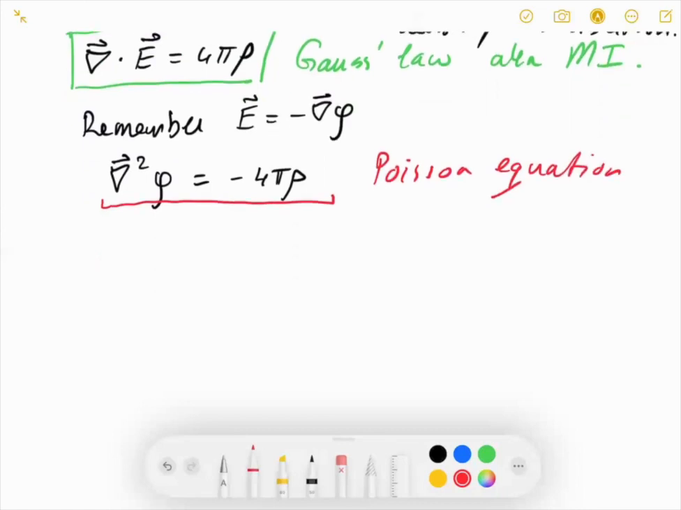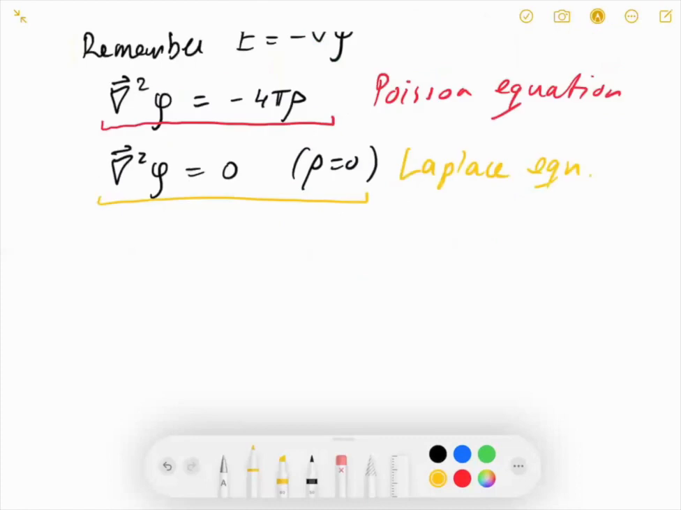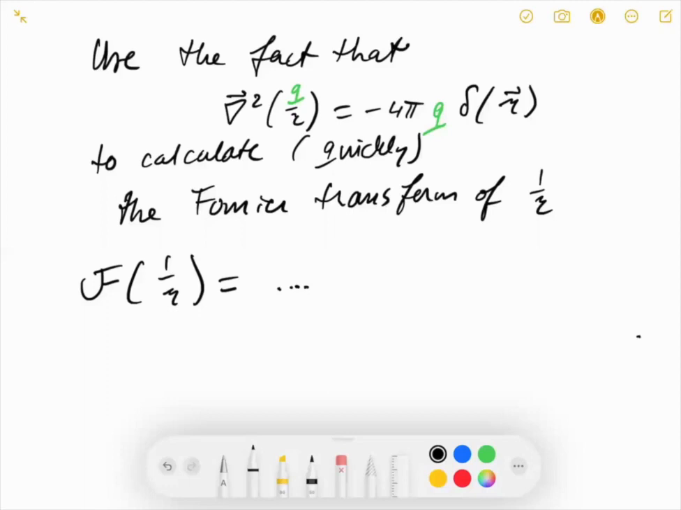And there's a special case where rho is just 0 everywhere. And then it is known as the Laplace equation. And of course, the symbol we also write as this. We saw that before, which is the Laplacian. So now we're going to use this fact that if you take the Laplacian of Q over R, we know that the right-hand side is going to be minus 4 pi Q delta R. We're going to use this fact to very quickly determine what the Fourier transform of 1 over R is.